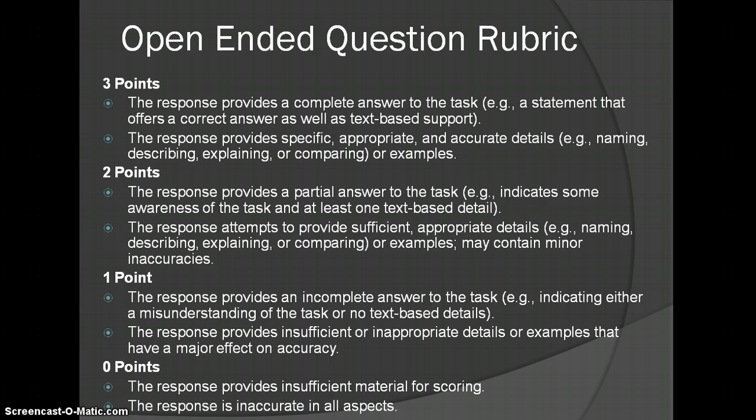And in order to score 3, students must do 3 things. Number 1, provide a response that completely answers the question. Number 2, provide text-based support for their answer. And 3, clearly explain how their text-based support or their evidence proves that their answer is correct.